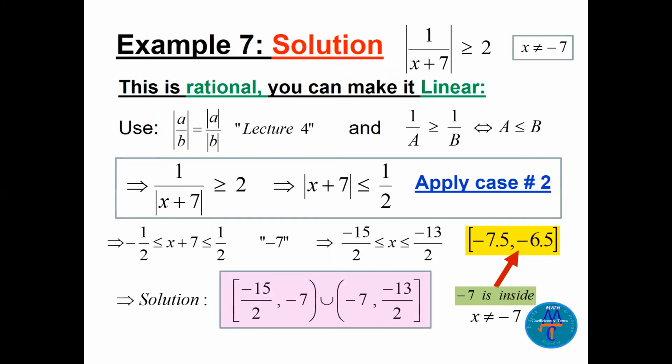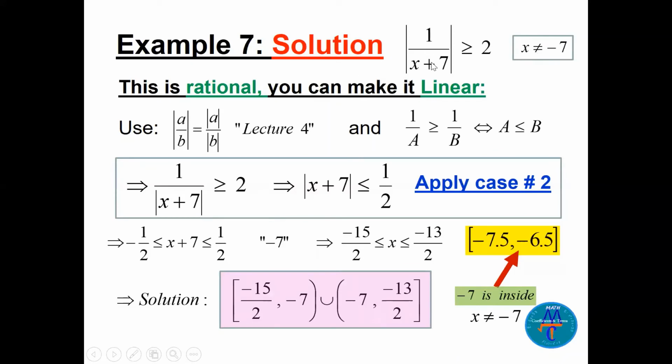Before we start, we have to put a small condition here. See, 1 over x plus 7. Just remember this condition: x cannot be minus 7 because it will make the denominator 0. Just remember it. Put it aside now.